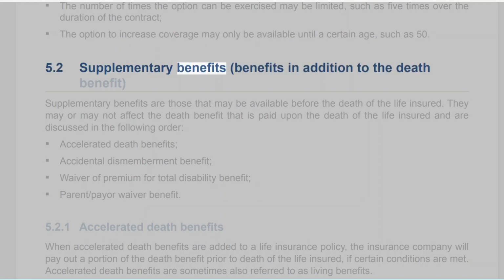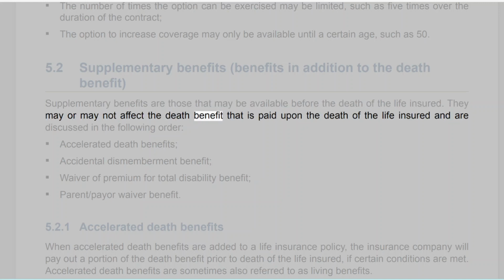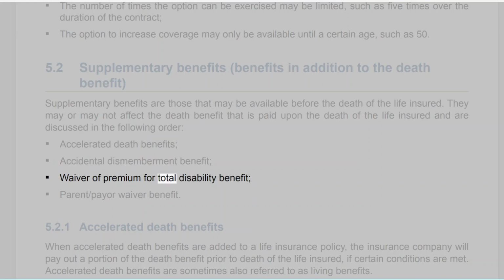5.2 Supplementary benefits, benefits in addition to the death benefit. Supplementary benefits are those that may be available before the death of the life insured. They may or may not affect the death benefit that is paid upon the death of the life insured and are discussed in the following order: accelerated death benefits, accidental dismemberment benefit, waiver of premium for total disability benefit, parent/payer waiver benefit.